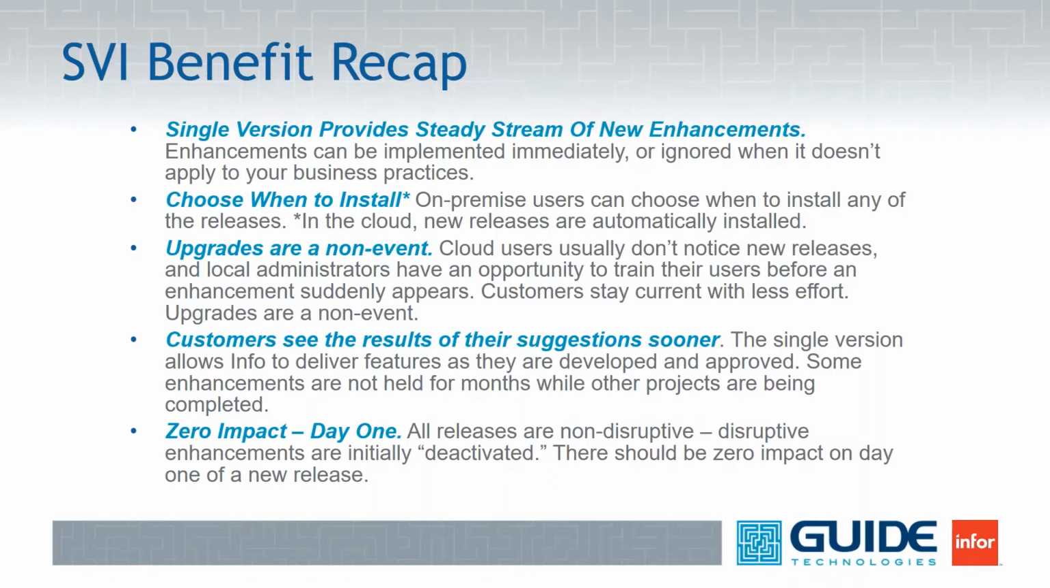Customers can see the results of their suggestions sooner. Everybody has an idea about how something could work better, more efficient, different, and maybe you've submitted a customer enhancement request. And if they've acted on that, we don't have to wait anymore for a major release to come out. If Infor has acted on that, they can roll that out with a dot release.